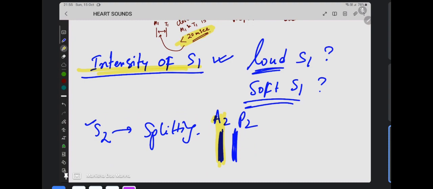For this moment, this is the basis behind the origin of the first heart sound. Next day I will talk about the pathology of the first heart sound. Okay, all right.